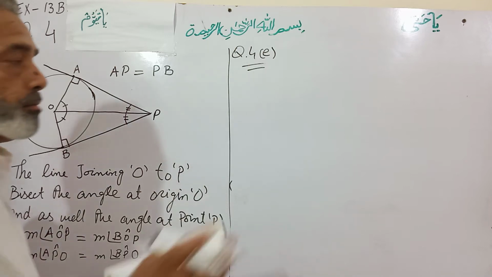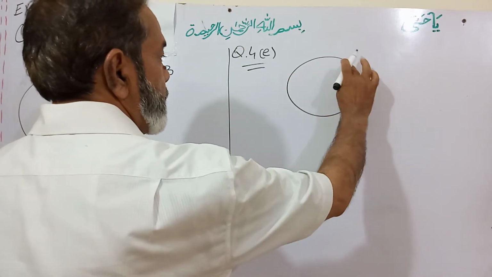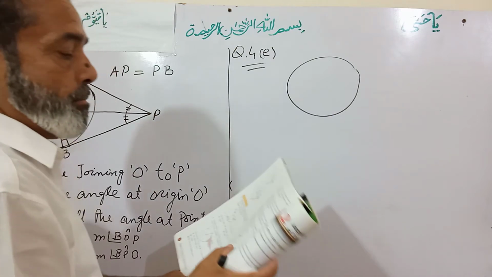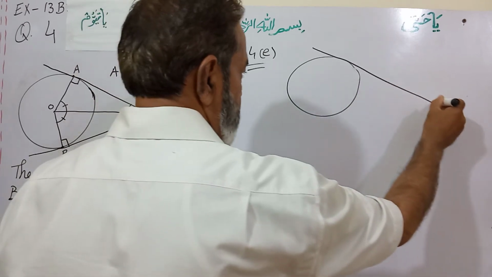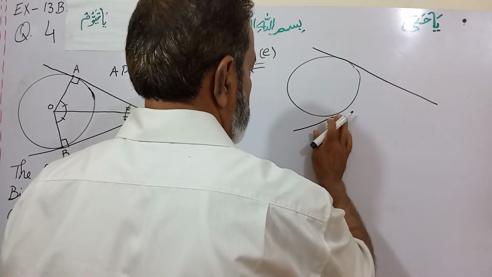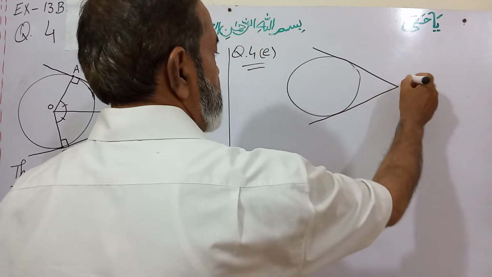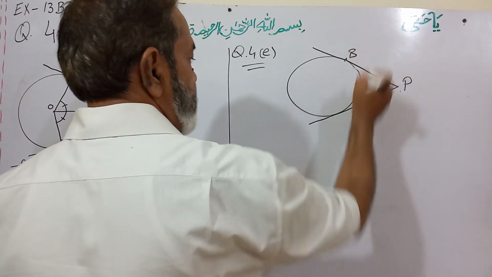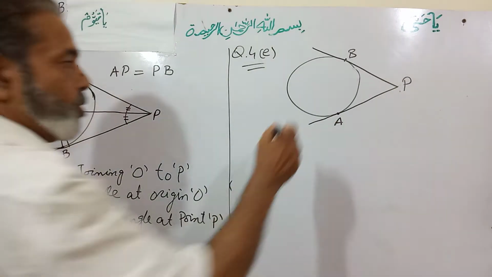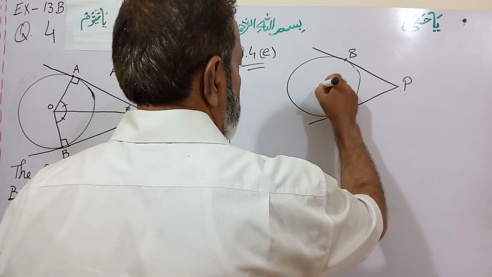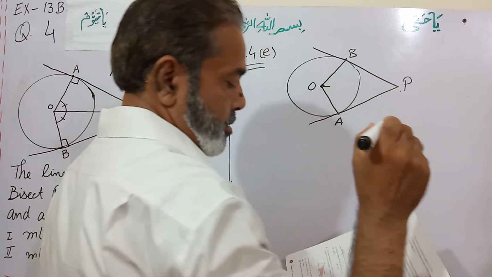Now this is question 4 part E. There are tangents from an external point. This is point P, this point is B, and this point is A. Join O to B and A, as well as O to P.